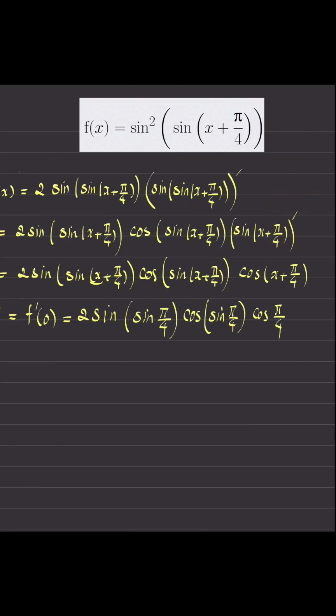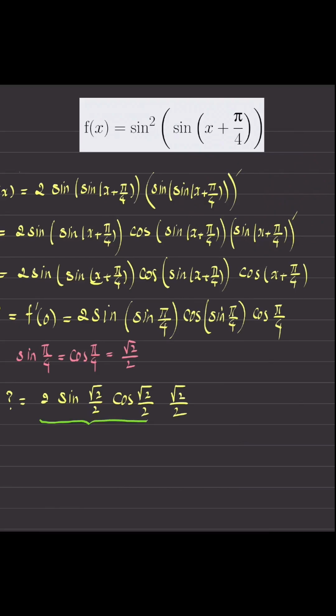But of course we know that sine of pi over 4 equals cosine of pi over 4, which is equal to square root of 2 over 2. So then this means that my question mark is equal to 2 sine of square root of 2 over 2, cosine of square root of 2 over 2, and then square root of 2 over 2. But hopefully you realize that this combination is a famous combination.